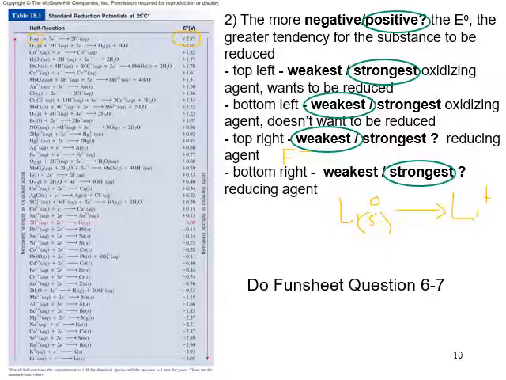Okay. Now I have to do fun sheets 6 and 7 here, because on the fun sheets 6 and 7, it's asking you who will reduce who and vice versa. And that's all dependent upon its location in this table. So see if you can do that. Post a question to the discussion board.